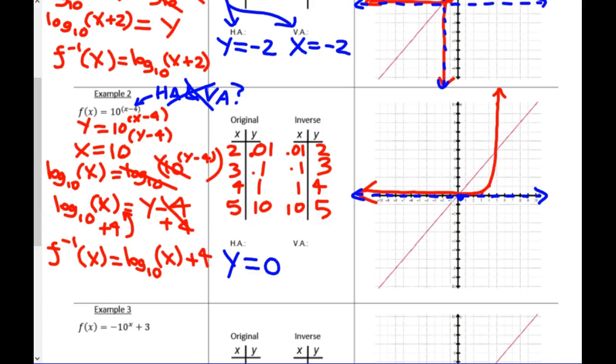(0.01, 2), (0.1, 3), (1, 4), and (10, 5). So it's going forever this way, and then it takes a sharp turn straight down.